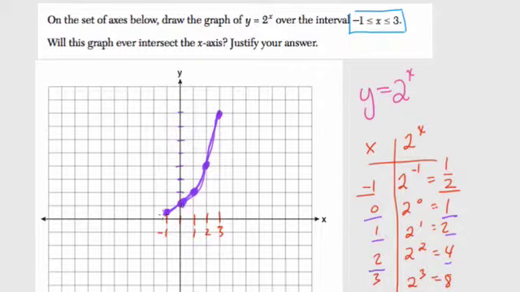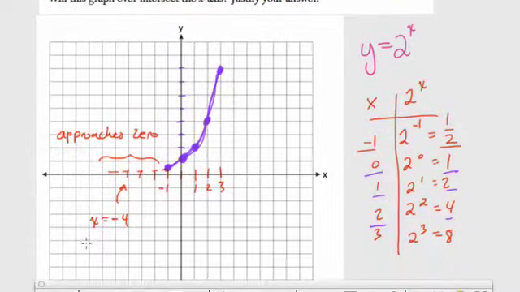I just want to talk for a moment about, again, what's happening here. Think about why this approaches 0 but never touches it. You can think about a couple of extreme cases, right? If we have -2, -3, -4, that means this is when x equals -4, y equals 2 to the -4. And that's just 1 over 2 to the 4th, right? Or 1 over 16. Small number.